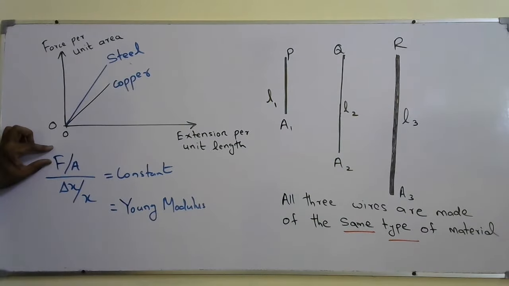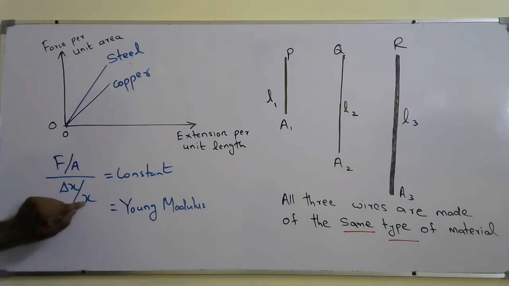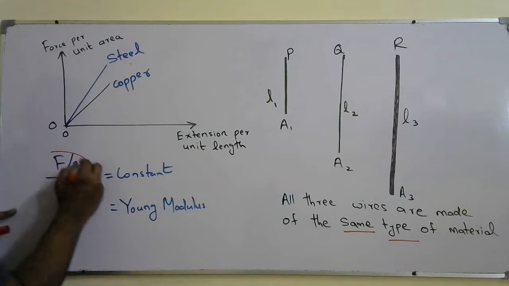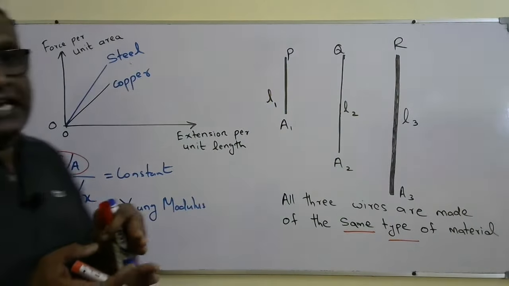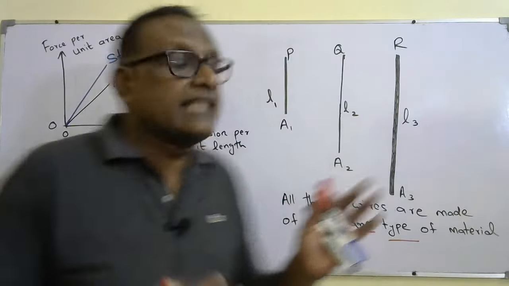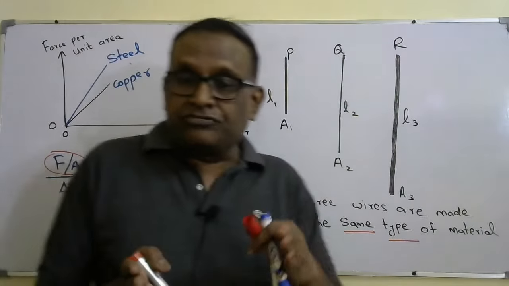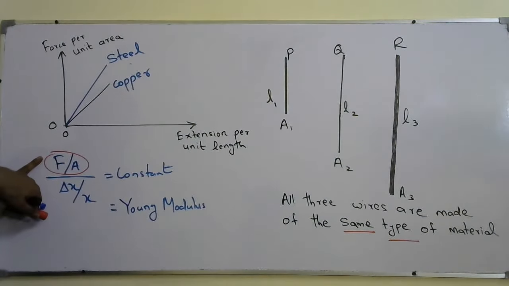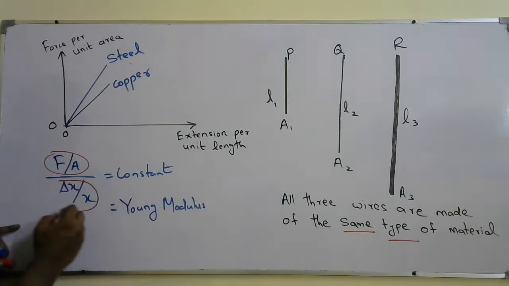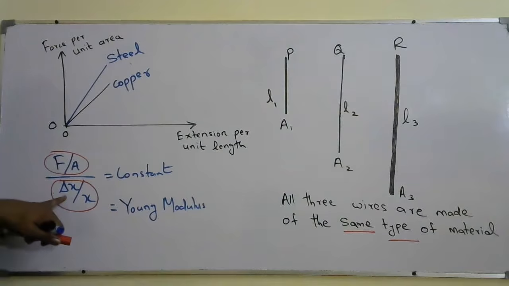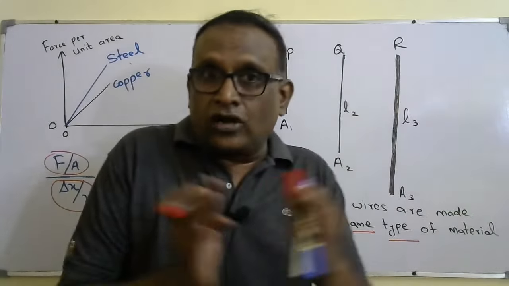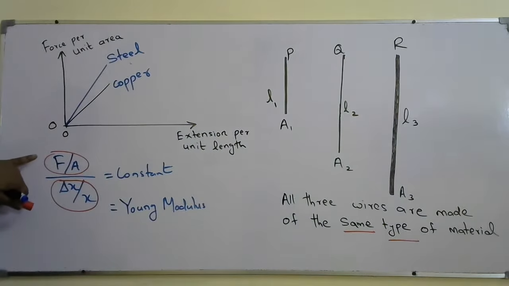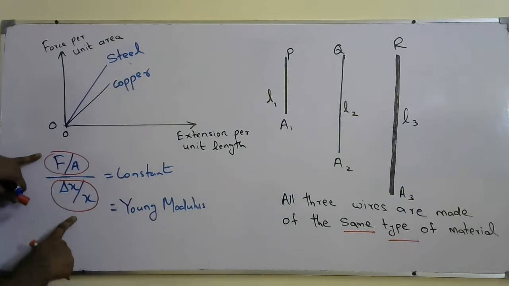So what is Young modulus? It is the ratio between force per unit area and extension per unit length. We have special names. Force per unit area is called stress. If it is a tensile force, that is called tensile stress. If it is a compressive force, that is called compressive stress. Extension per unit length is called strain: tensile strain, or if it is a compression, compressive strain. It could be tensile stress over tensile strain, or compressive stress over compressive strain.